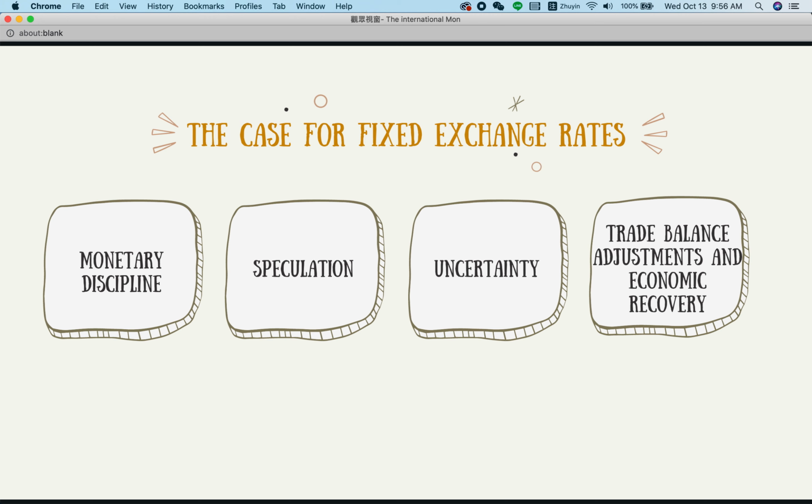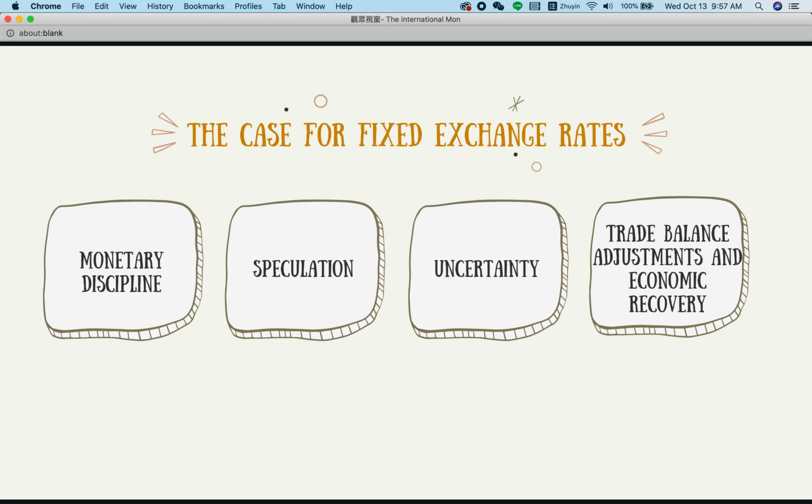Speculation also adds to the uncertainty surrounding future currency movements. Critics of floating exchange rate regimes argue that fixed exchange rates, by eliminating such uncertainties, promote the growth of international trade and investment.